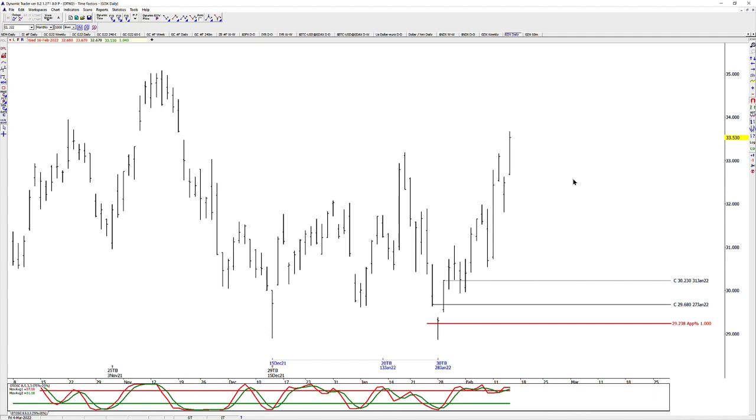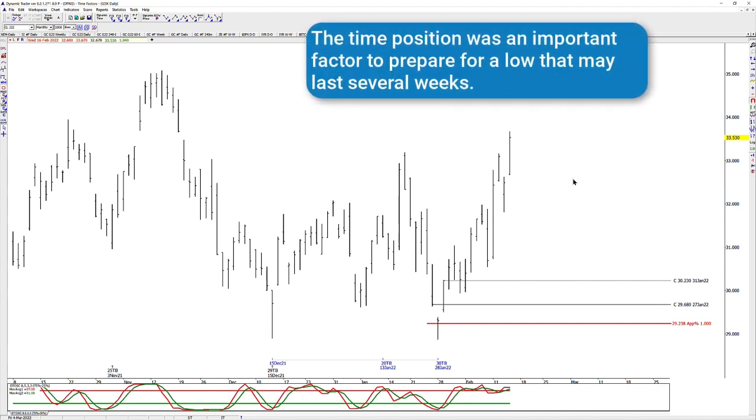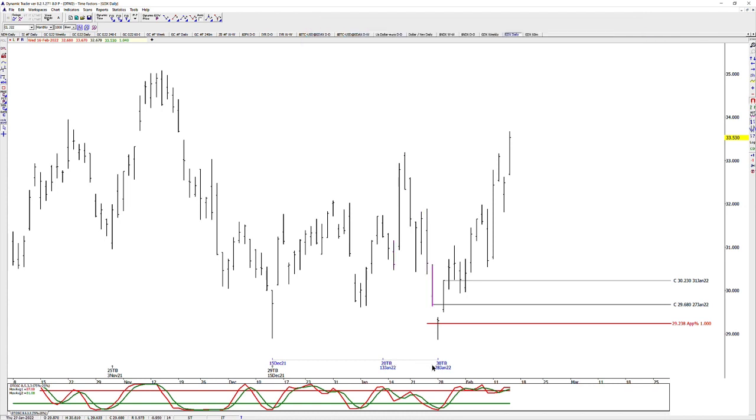So the timing factor was really important in this setup. The timing factor gave us a fairly broad range of time between 20 and 30 days, the 2-week range of time to prepare for a probable weekly low. And then we went into a smaller time frame, identified a potential ABC correction. We did the 100% alternate time and price projections, which was right around where the low was made.